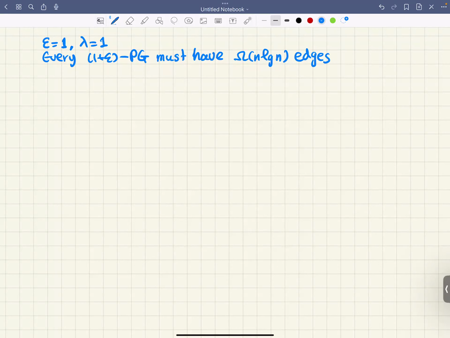So this lower bound is simply something much weaker. It says n log n. But this is powerful enough to refute all the claims that you can have a linear size PG, even a 2-PG. You see what I'm saying? For this purpose, I have to construct a hard input again.